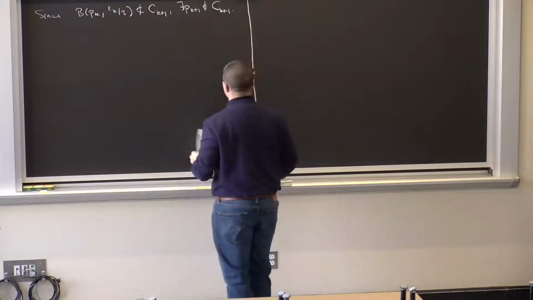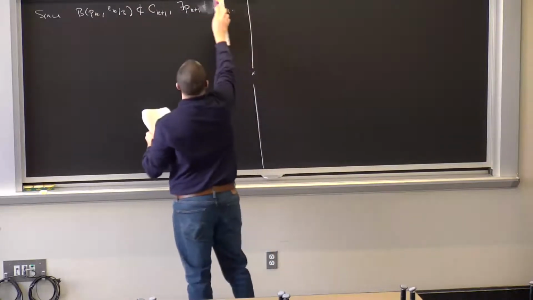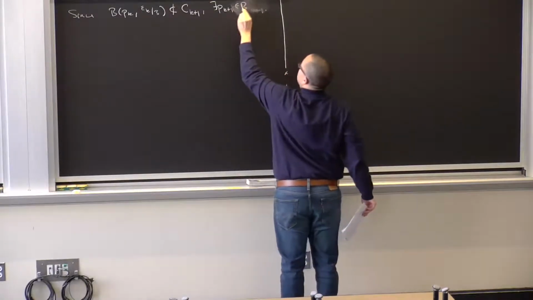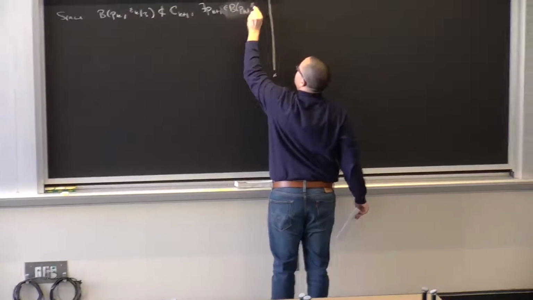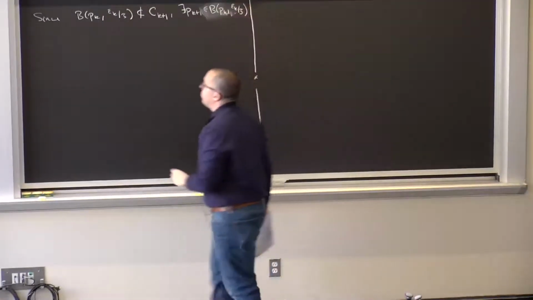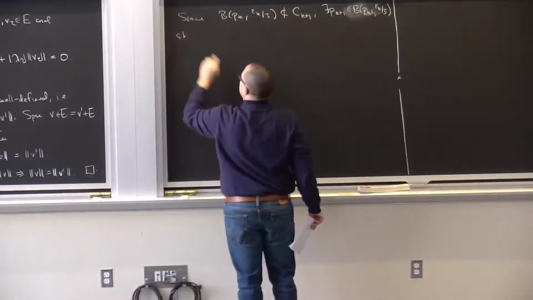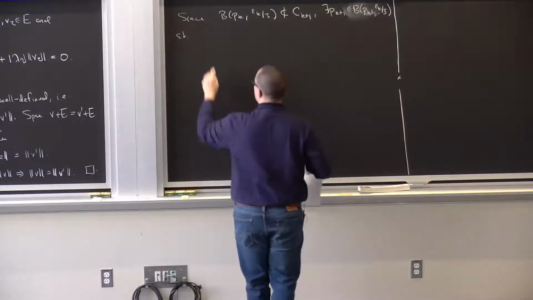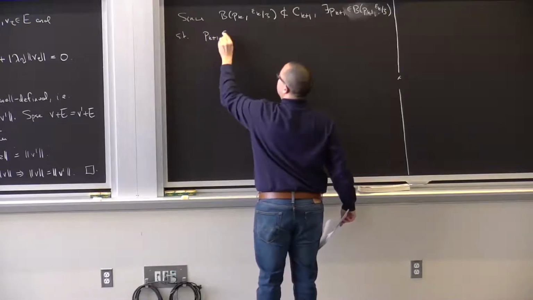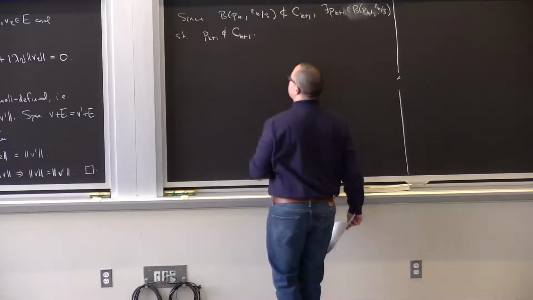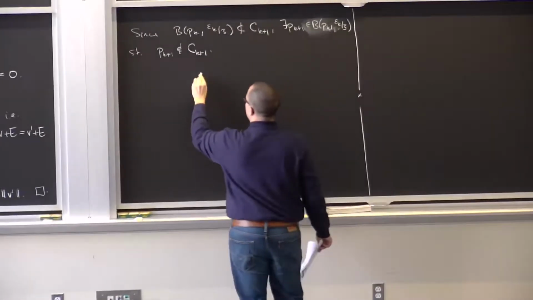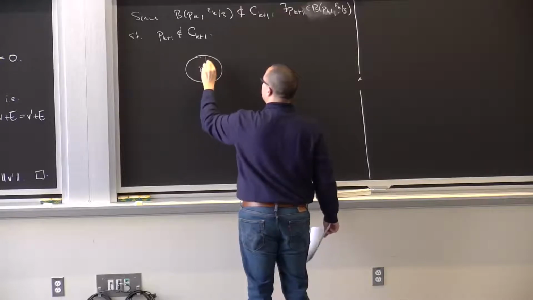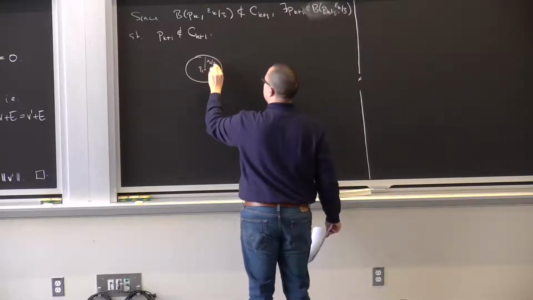Or I should say, over 3, such that P k plus 1 is not in C k plus 1. Okay? So let me, there's Pk, epsilon k over 3.